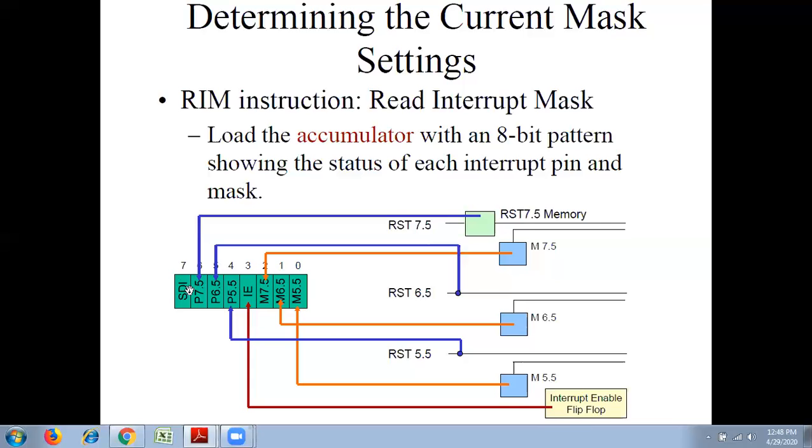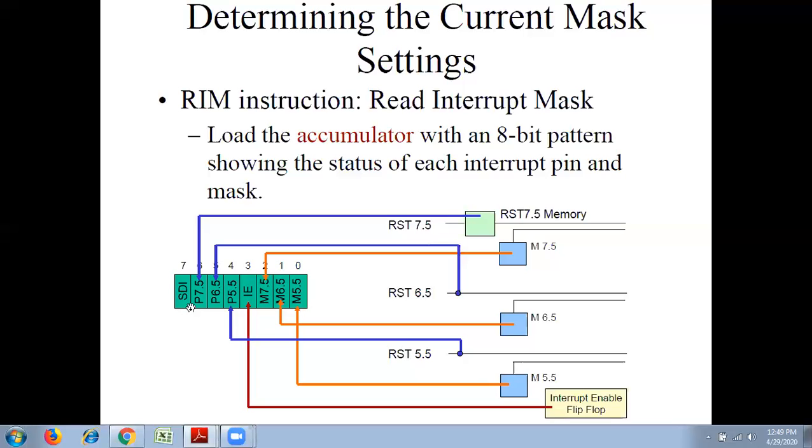And after that, the remaining 3 bits are for pending interrupts. Those are not associated with these 3. This is associated with pending interrupts. So what is the status of those pending interrupts? The pending interrupt status is also indicated by these respective 3 bits, that is 4, 5, and 6, corresponding to the pins RST 5.5, RST 6.5, and RST 7.5.